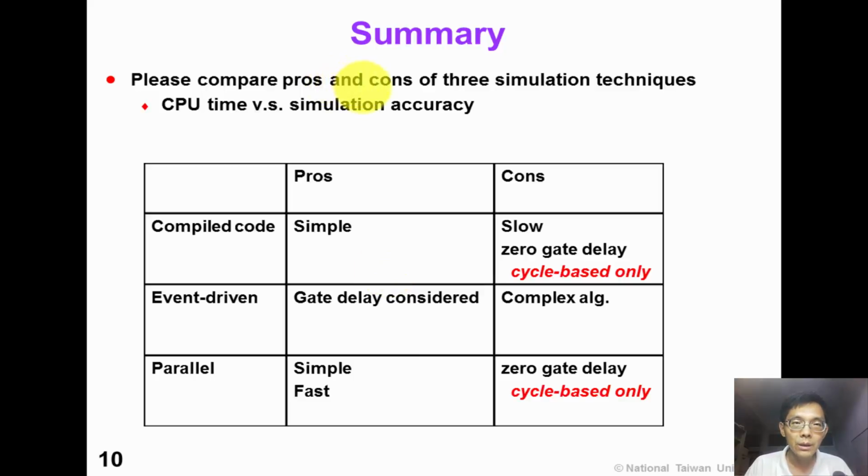Now we compare the three simulation techniques. Compiled code simulation is quite simple, but the problem is it is slow and it considers only 0-gate delay. Compiled code simulation can be used for cycle-based simulation only. The event-driven simulation considers the gate delay. However, the algorithm is more complicated to implement. The parallel simulation is simple and fast, but it only considers 0-gate delay.